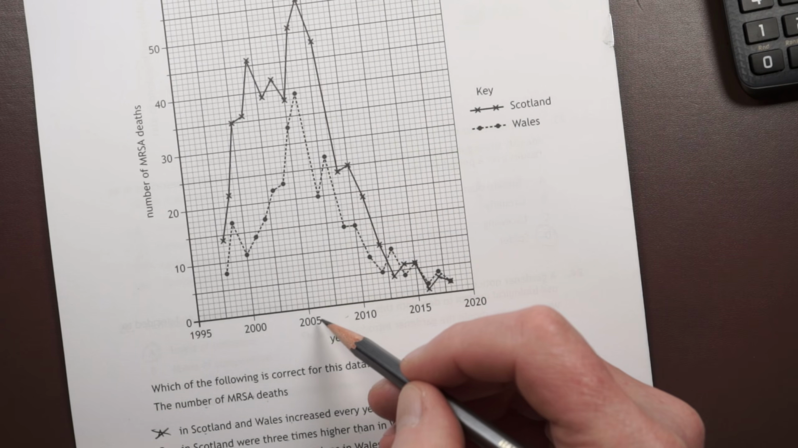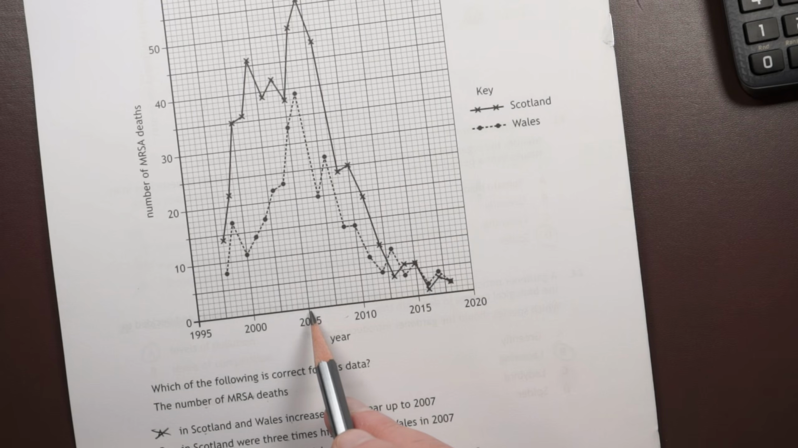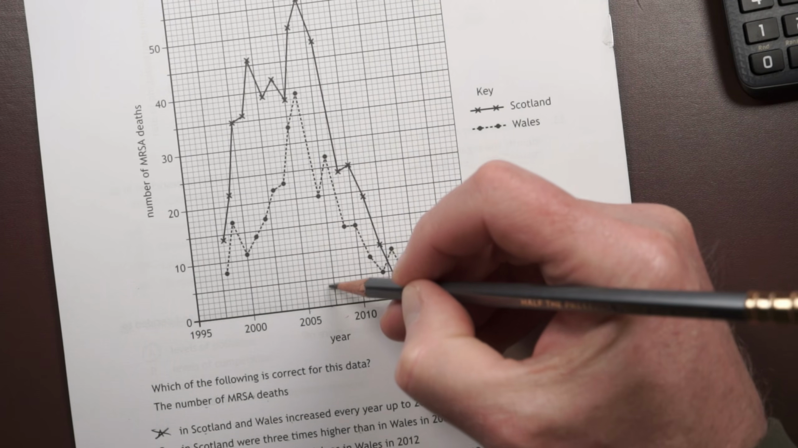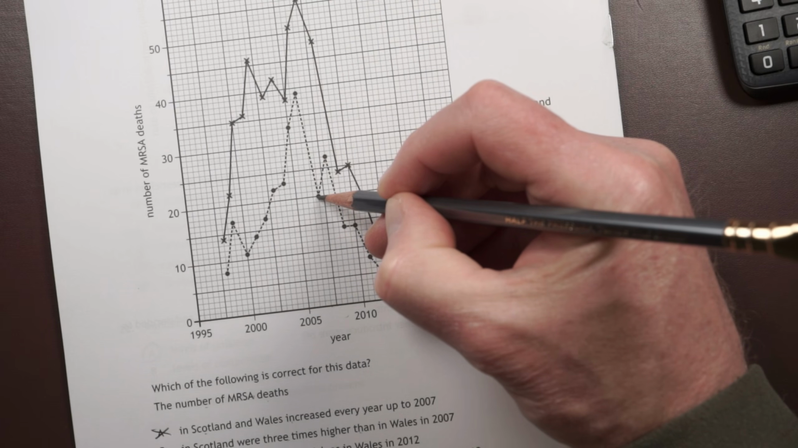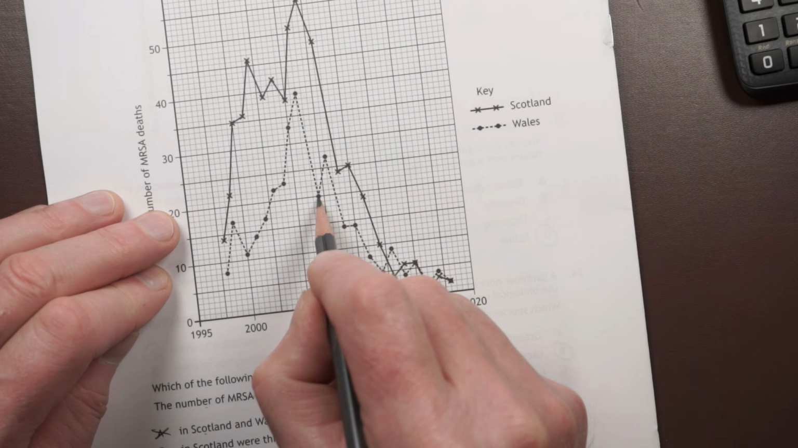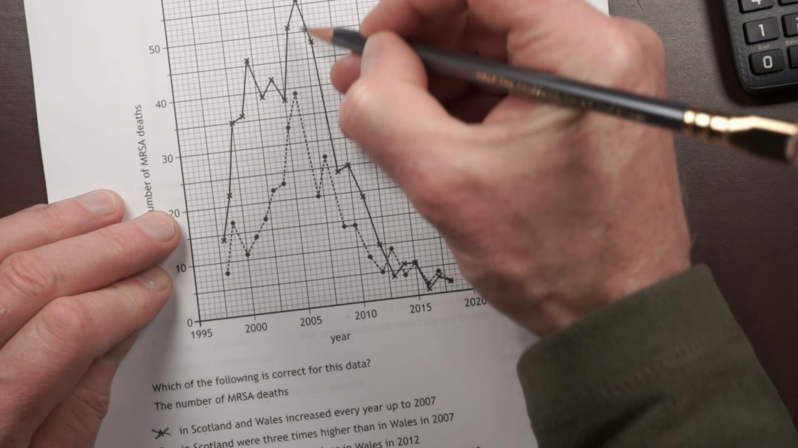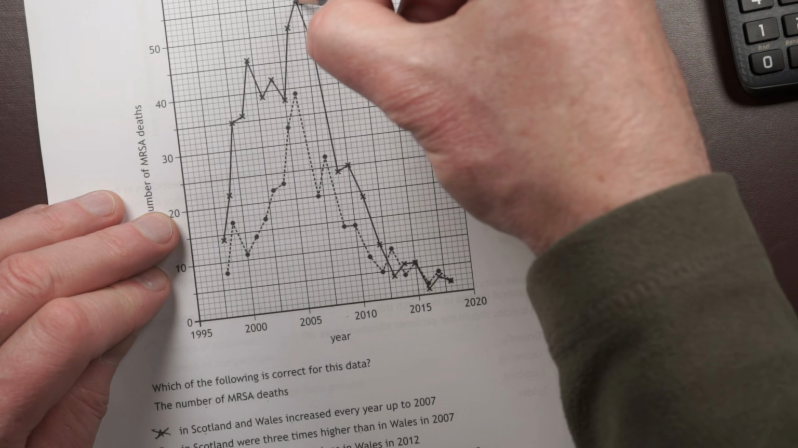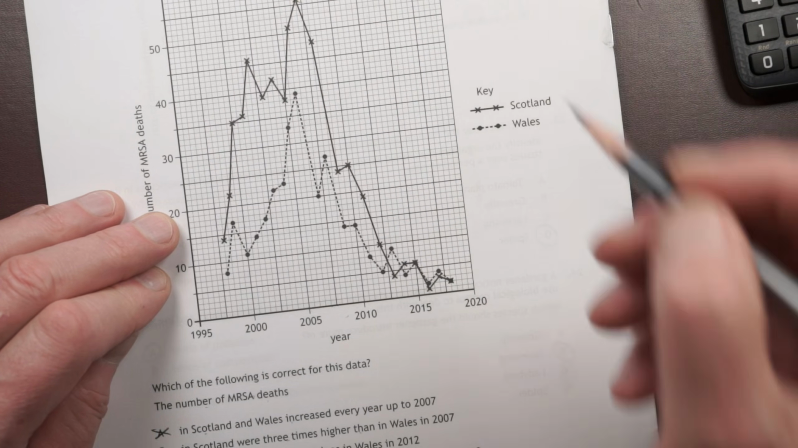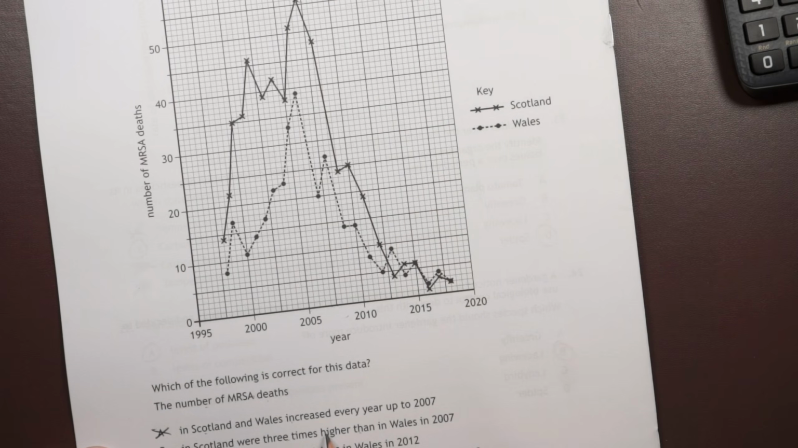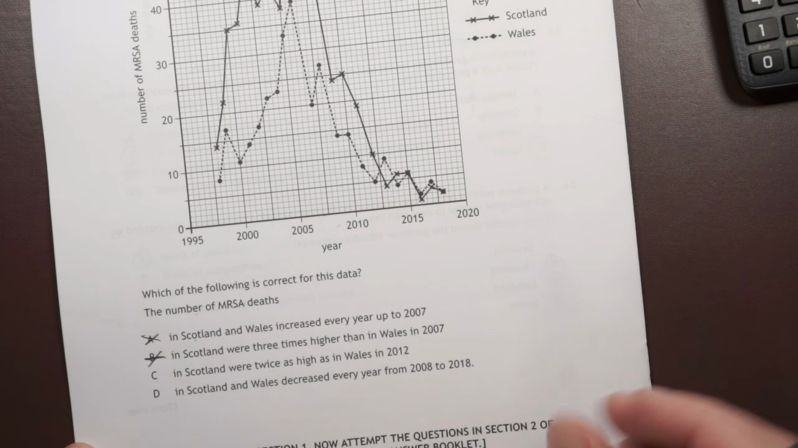So where's 2007? That's going to be 2007 and a half, isn't it? So that's 2007 there. There's 20 for Wales and 56 for Scotland. 20 and 56. 56 is not 3 times higher than 20, so that's no good.